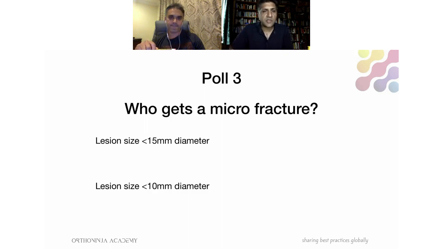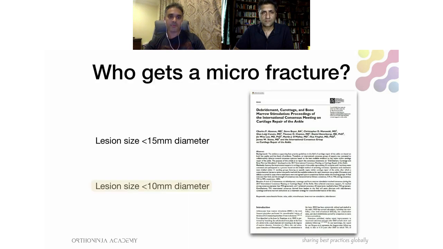Well, I think traditionally, we go for something as big as 15 millimeters and hope for the best. So you're absolutely right, that's what we've all been brought up with. But more and more evidence is coming out that a lesion diameter of 15 millimeters is asking too much. So the consensus seems to be to start to do microfracture up to 10 millimeter diameter and start looking at alternative options beyond that, which isn't to say that that's what we all do, but this is what the evidence seems to be pointing towards.